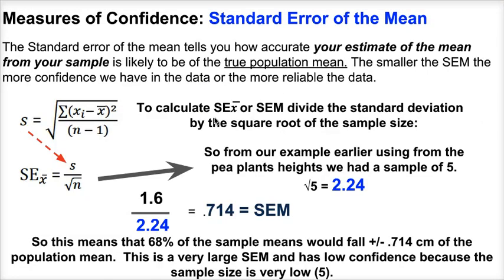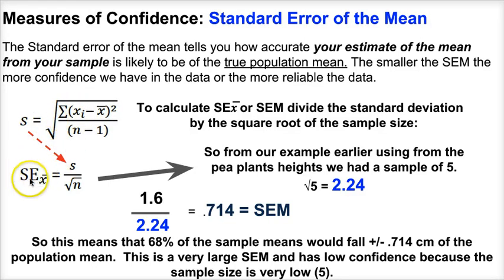So if we look to calculate it, it's very simple. The standard error of the mean tells me how accurate the mean from your sample is likely to be of the true population mean. It gives me confidence and reliability that that value is strong, so that the standard deviation we just talked about could be strong. So look at the value here.